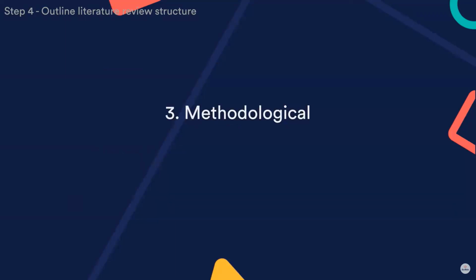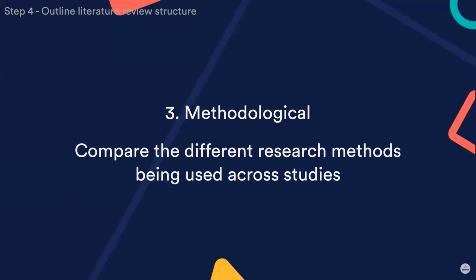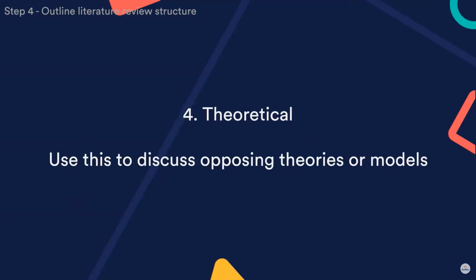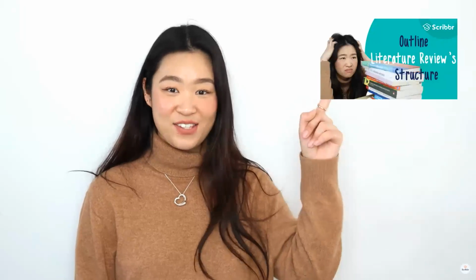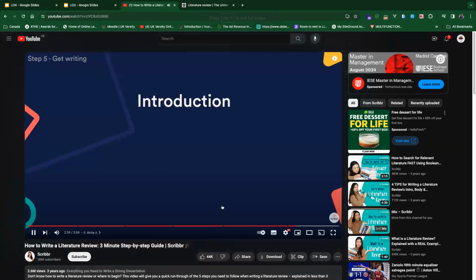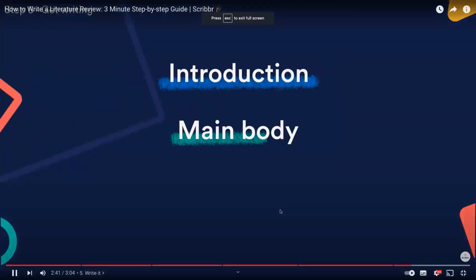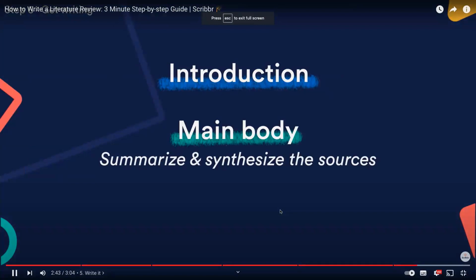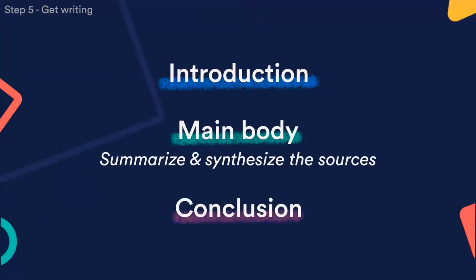For methodological, you can compare the different research methods being used across studies. As for theoretical, you use it to discuss opposing theories or models. More details in this video. Check it out. And finally, get writing. Make sure your literature review has an introduction, a main body that summarizes and synthesizes the sources, and a conclusion, just like other academic texts.